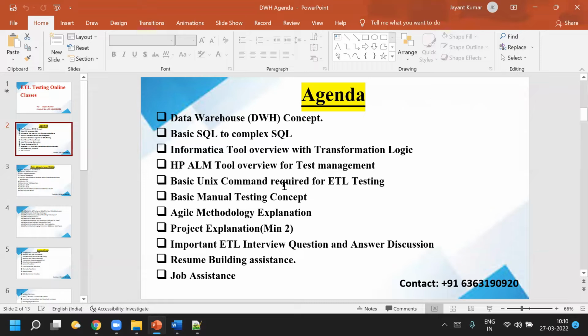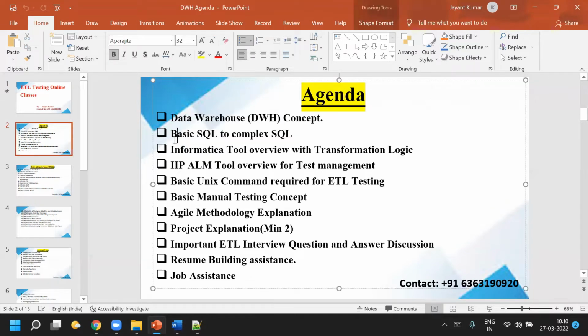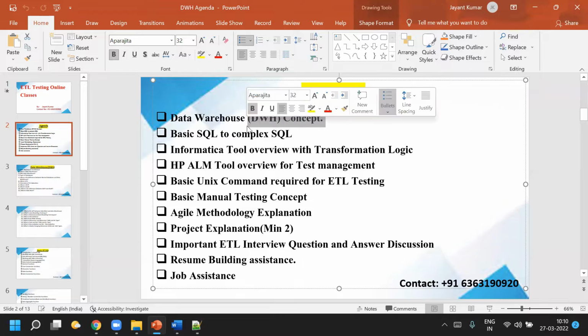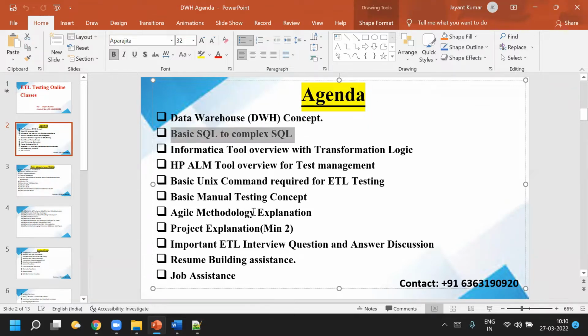Whatever limited scope is there, that only we'll discuss. Otherwise, if you learn Informatica fully, it takes more time to learn. Okay, so we'll see more of the testing scope so that you will be able to answer the questions. People in ETL testing will not ask much from this. They will ask questions from these two: basic SQL and data warehouse concepts.